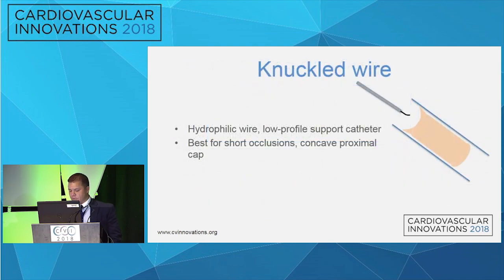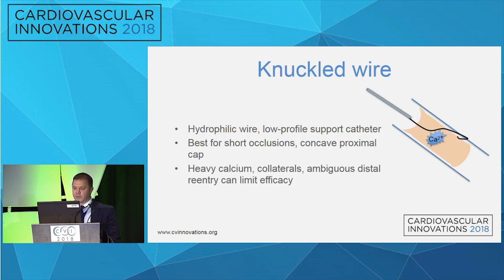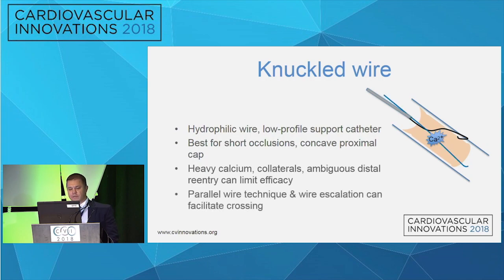So we're going to just talk qualitatively about some of the different techniques we can use to cross these lesions. And of course, the knuckled wire approach and antegrade dissection reentry is probably one of the more common forms. You want to get your catheter right on the proximal cap. This works great for short occlusions that have that concave proximal cap when you essentially just power through the occlusion. But sometimes you encounter calcium that can lead to collaterals, and ambiguous distal reentry can limit efficacy. And so parallel technique and wire escalation can really help to facilitate crossing.